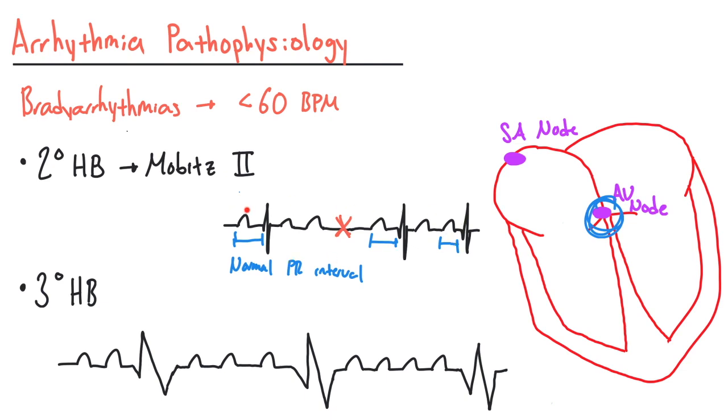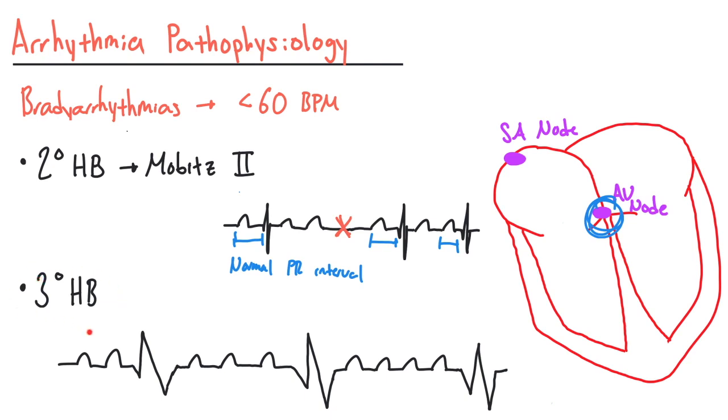There can be either no association with this at all, with just randomly dropping QRSs all over the place, or there are some versions of this Mobitz type 2, almost a subclass, where maybe you'll have two atrial depolarizations, and then you'll finally have a QRS complex. Then two atrial depolarizations, then a QRS complex. These are both different versions of second-degree heart block Mobitz type 2.